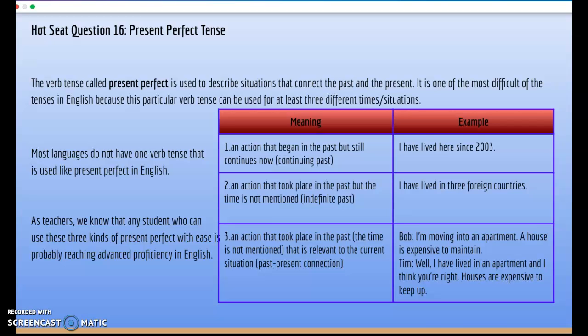As teachers, we know that any student who can use these three kinds of present perfect with ease is probably reaching advanced proficiency in English.